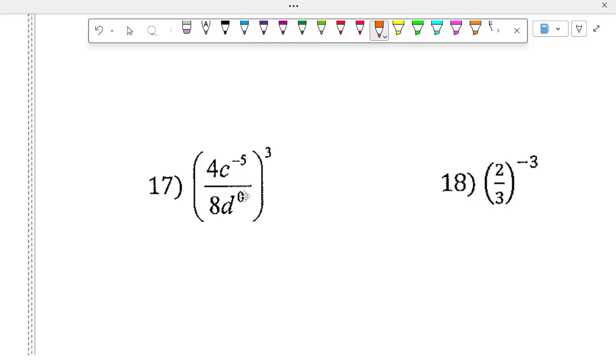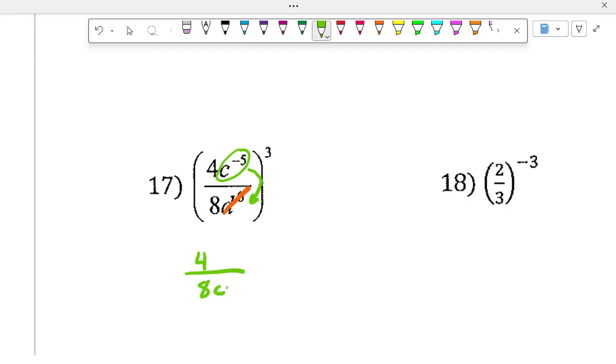The 0 power. So d to the 0 power. So what happens? Come on, heads up, guys. It's 1. So it's just the d that goes away, not the 8. Why not the 8? Right, the 0 is not connected to the 8. There's no parentheses there. What else can I simplify? The c to the negative 5th, and where can it go? The bottom. So this is 4 over 8c to the 5th, and it's all raised to the 3rd power.